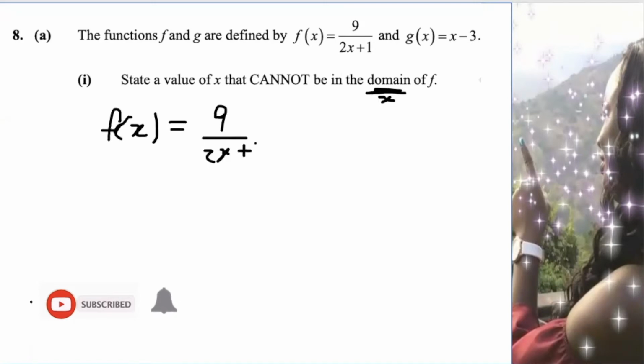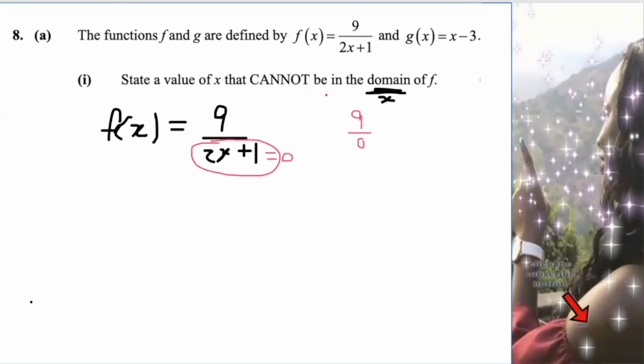So for the denominator, we need to know what value of x, when I substitute, I will get 0. Because once the denominator is 0, you will get undefined, which is a math error. So we can't have 9 over 0. This is what we're asking: when is it that we'll get 0 in the denominator? So what we're going to do is equate the denominator to 0 and solve for x.